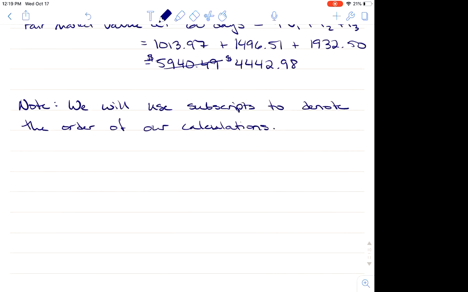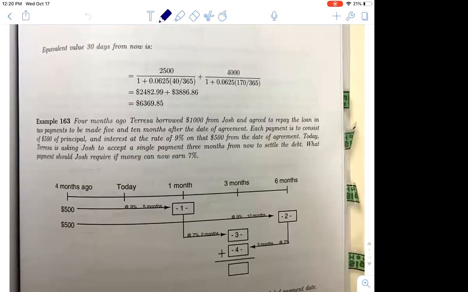So, great. How about another example? 163.